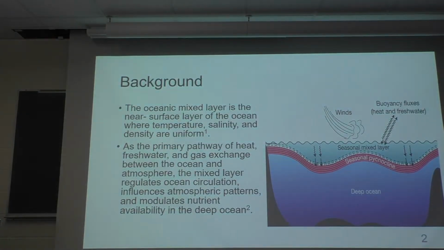Now, to give some background, the oceanic mixed layer is a near surface layer of the ocean where temperature, salinity, and density are uniform. Now, as a primary pathway of heat, freshwater, and gas exchange between the ocean and atmosphere, the mixed layer regulates ocean circulation, regulates atmospheric patterns, and influences nutrient availability in the deep ocean.